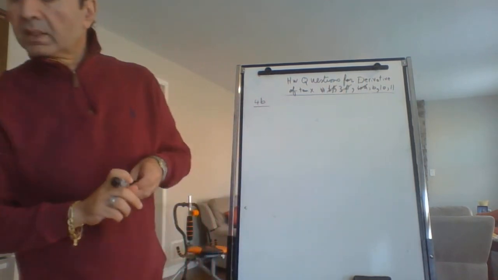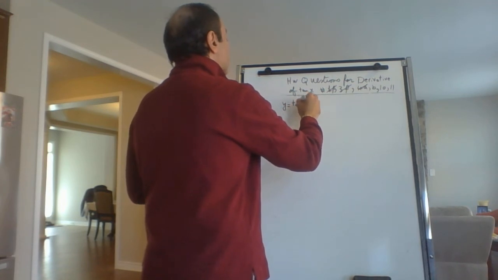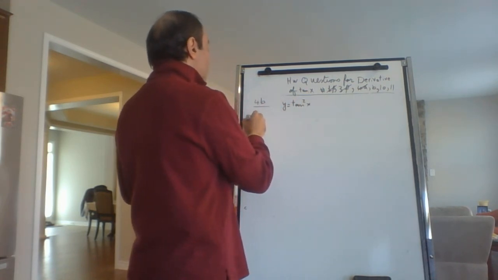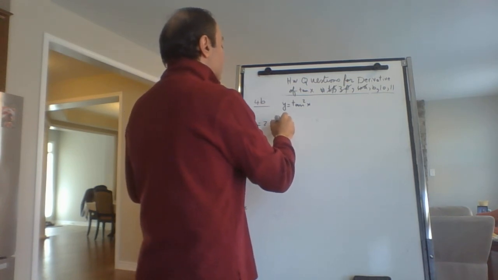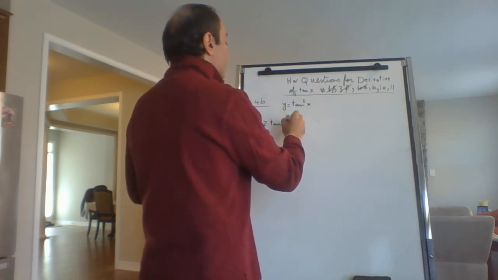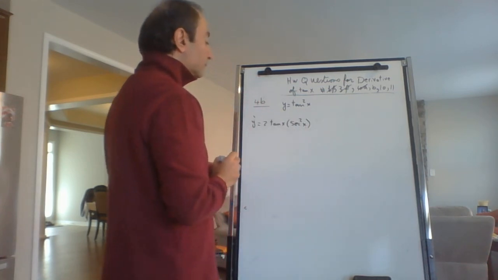So 4b, y equals tan squared x. So y prime or dy by dx will be 2 tan x times the derivative of tan anything, which is secant squared x.